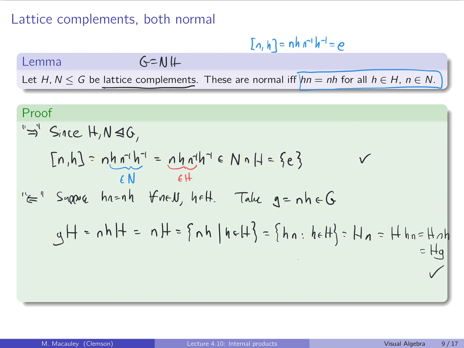And therefore, H is normal. And similarly, or by symmetry, N is normal. I just picked one of these two, it doesn't really matter which one. And that completes the proof.